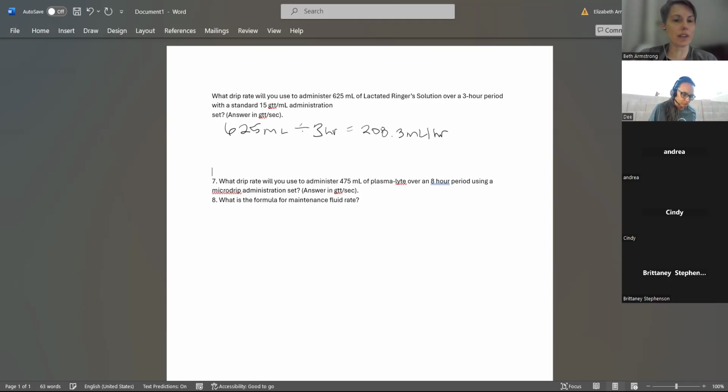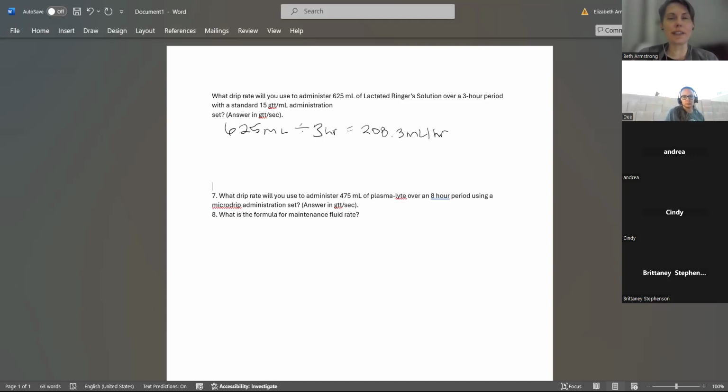So now that we have that hourly rate, say you don't have a pump to put it on. We need to figure out our drops per second so that we can actually look at those drops and go, okay, how many drops am I giving over how many seconds? And that should equal that 208.3 mLs per hour. So we're going to take that 208.3 mLs and change our hours here to seconds. That's the goal. Does anyone know first how many seconds are in an hour?